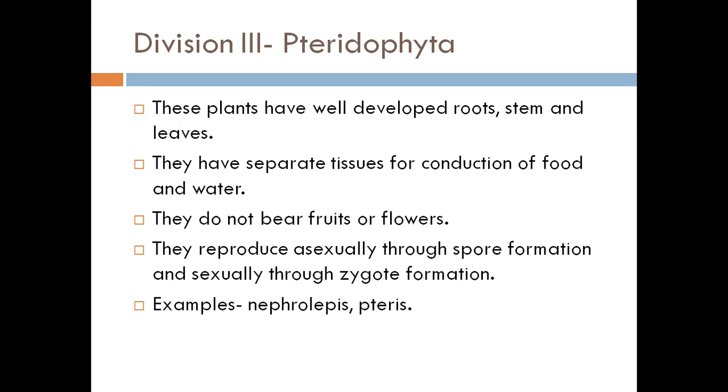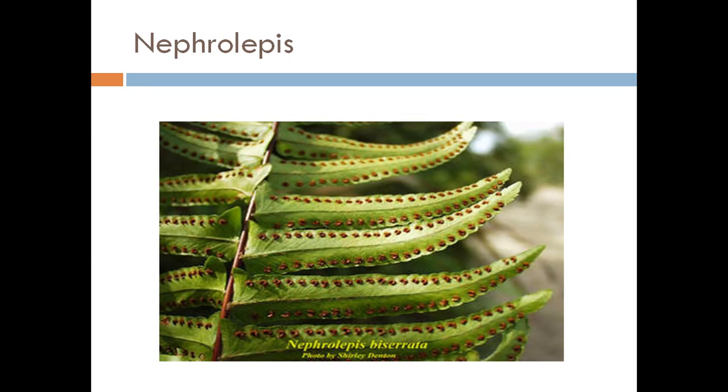For examples of Pteridophyta, I can name Nephrolepis and Pteris. Nephrolepis is a very common plant and it normally grows in your wells. It looks something like this. You can see these brown spots. These brown spots are the characteristic of Nephrolepis or fern.